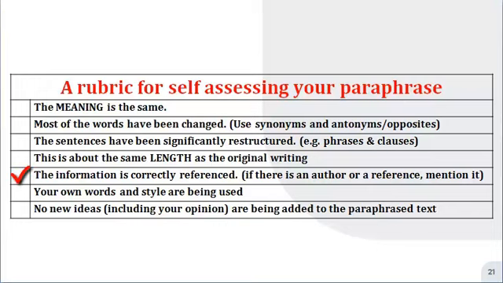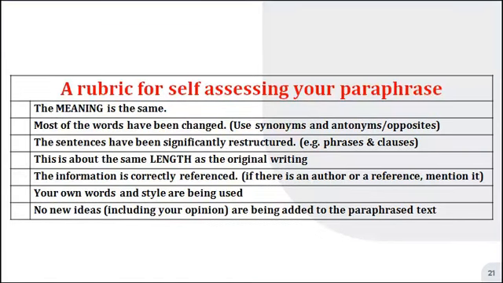Number five, the information is correctly referenced. If there is an author reference or an in-text citation, mention it. Number six, your own words and style are being used. That's what paraphrasing is about. And the last one is no new ideas, including your opinion, are being added to the paraphrased text. So we mentioned this before.